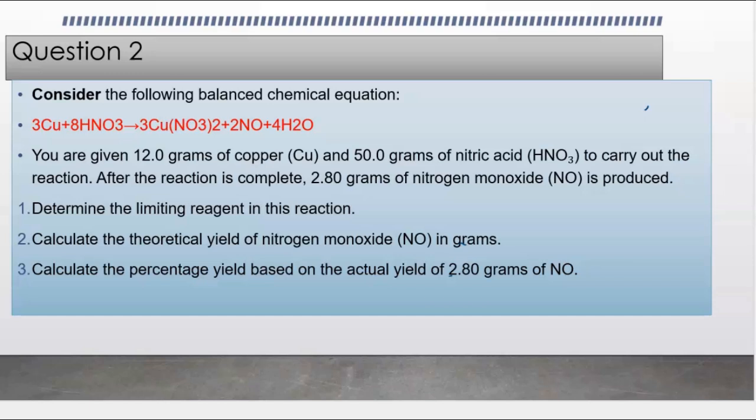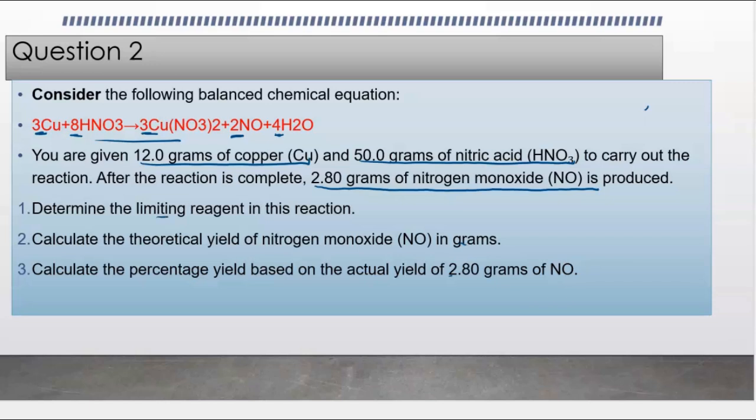This question is a bit more challenging than the first question we have already covered. Balanced chemical equation is given. Based on the balanced chemical equation, 3 moles of copper reacting with 8 moles of nitric acid produce 3 moles of copper nitrate, 2 moles of nitrogen monoxide and 4 moles of water. Now you are given 12 grams of copper, 50 grams of nitric acid, and after complete reaction 2.80 grams of nitrogen monoxide is produced.